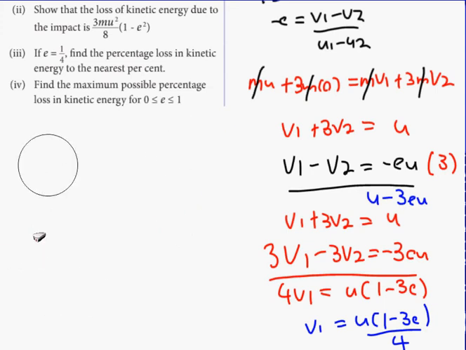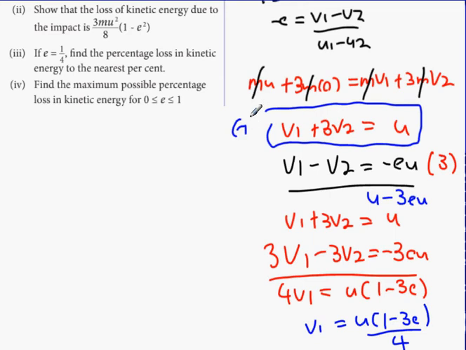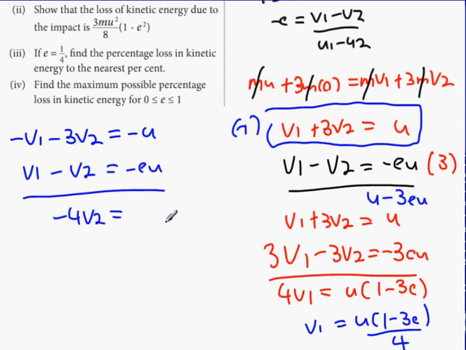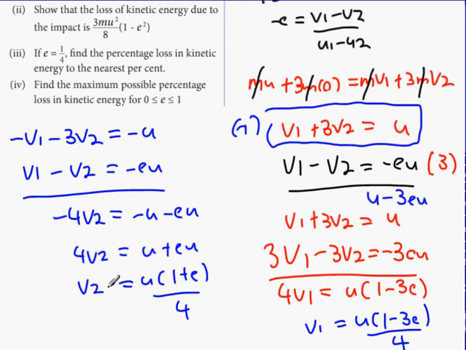Next part is phi2. To get phi2 out really quickly, what I'm simply going to do is multiply this one here by minus 1. That will get us minus phi1 minus 3 phi2 equals minus u. And then the other one is phi1 minus phi2 equals minus eu. Minus 4 phi2 equals minus u minus eu. Multiply both sides by minus 1: 4 phi2 equals u plus eu. Factorize out the u and then divide by 4, and that is what your phi2 is going to be.